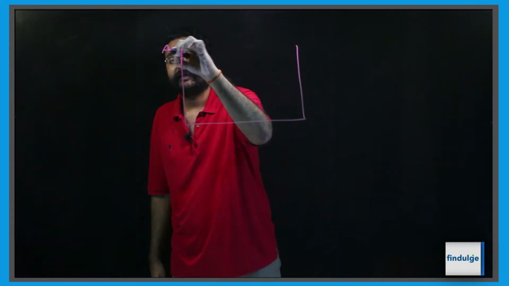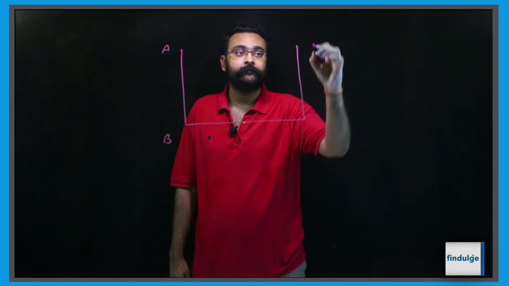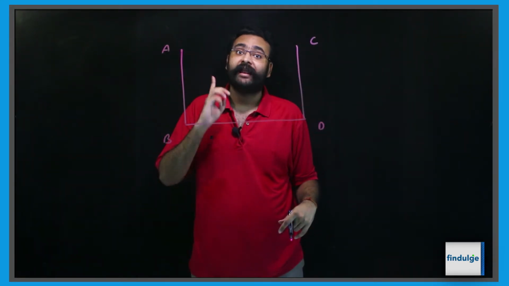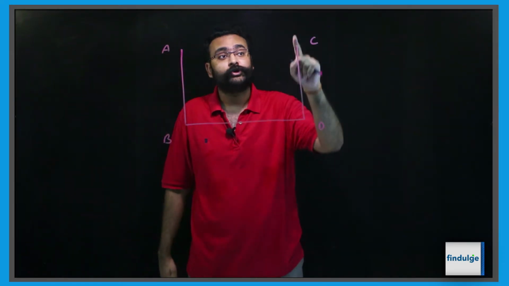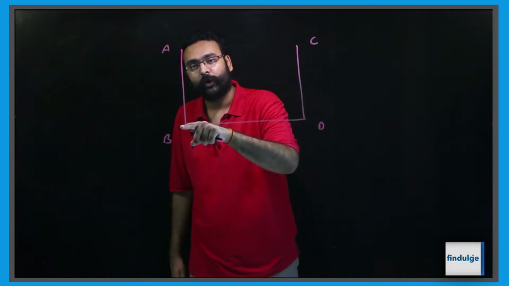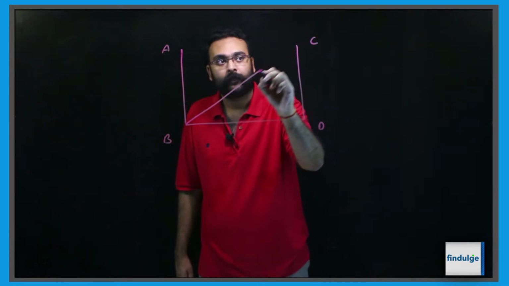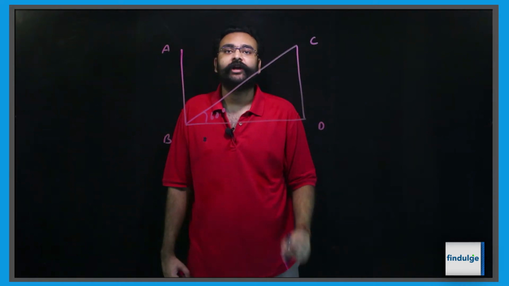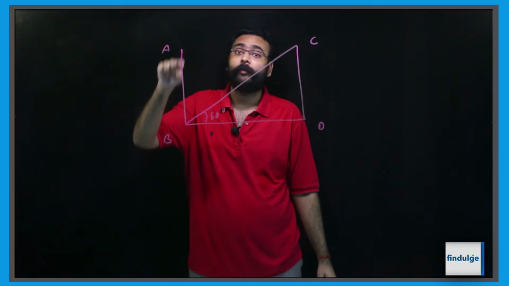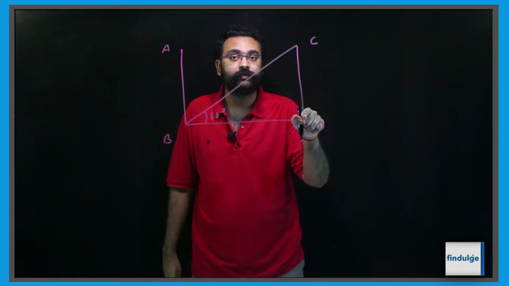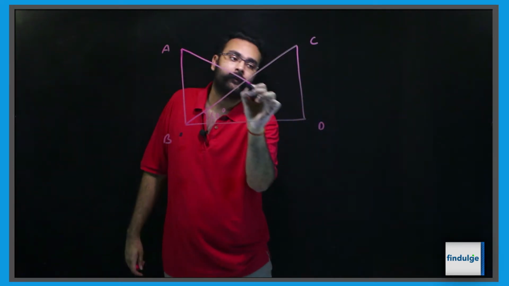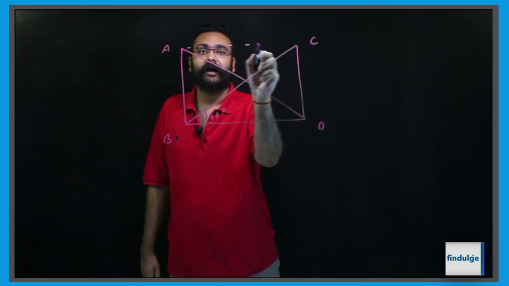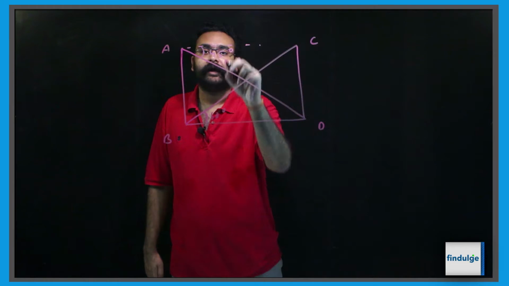Let this be our building and this be our tower. So the angle of elevation of the top of the tower from the bottom of the building is 60 degrees. The angle of depression of the top of the building and the bottom of the tower is 45 degrees. Angle of depression means I need to create a parallel and get it here.